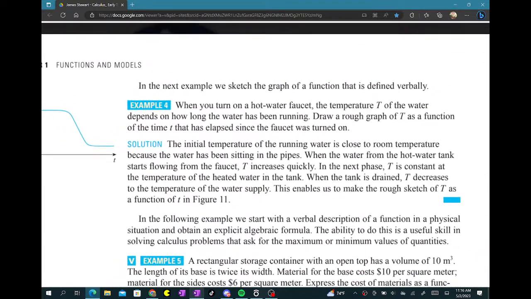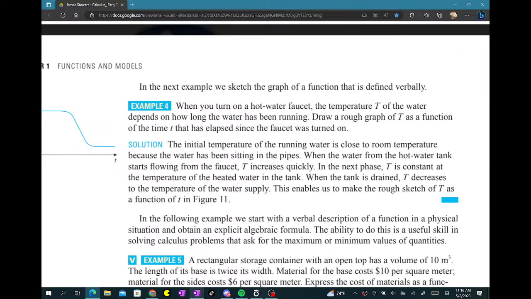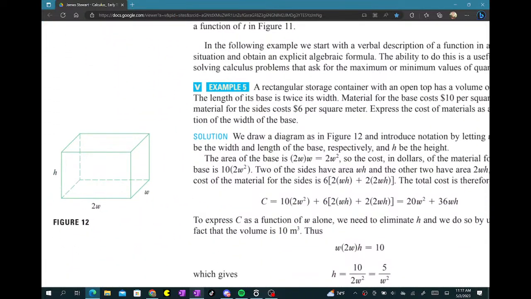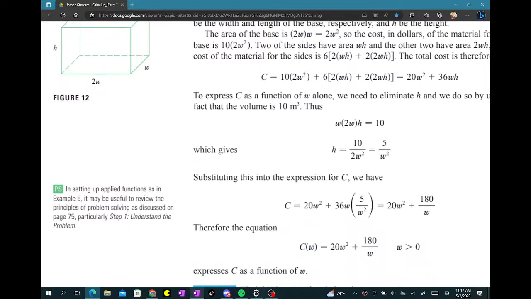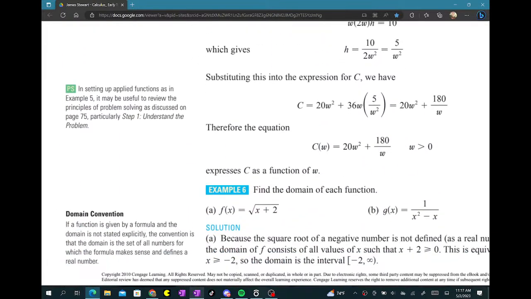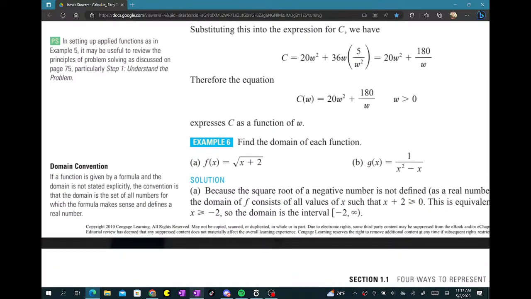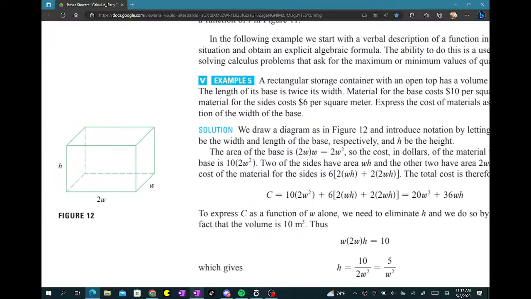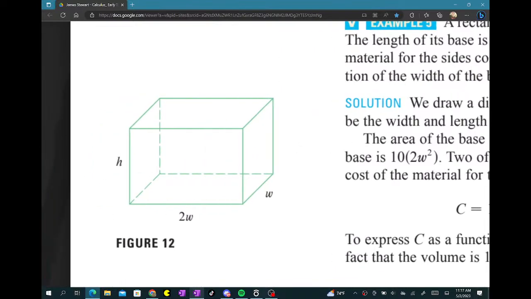These are just some example problems. Now we get to some example problems about making something a function.